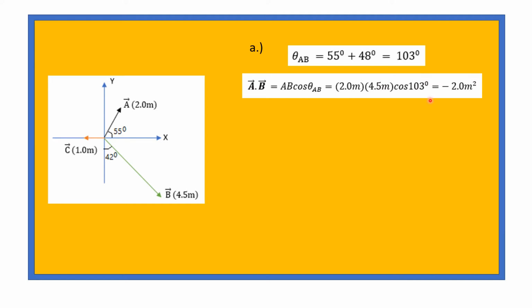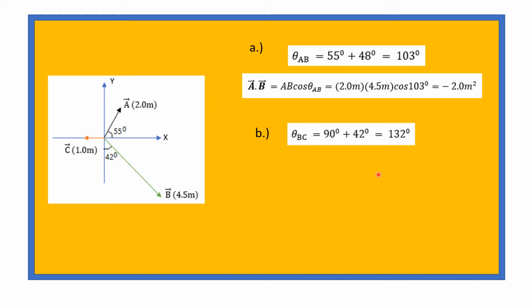Okay? How about the angle between B and C? So we have here vector B and vector C. So here is that angle between the two of them, from B to C. Now this line and this line form an angle of 90 degrees. So we have 90 plus an angle equal to 42 degrees. It gives us 132 degrees.